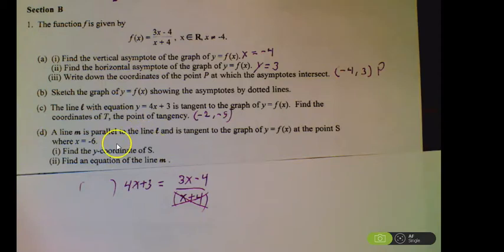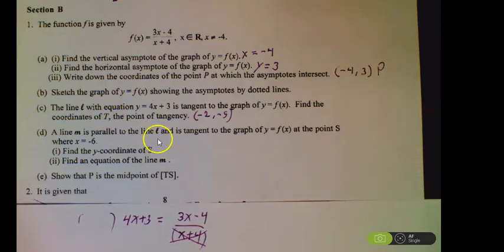Alright, so part D, line M is parallel to line L, which means they just have the same slope. So looking at this, the slope of line L was 4, which means the slope of line M is also going to be 4, and is tangent at point S where x equals -6. So we now know the x coordinate, we know the slope, we just need to come up with the y coordinate for this guy.